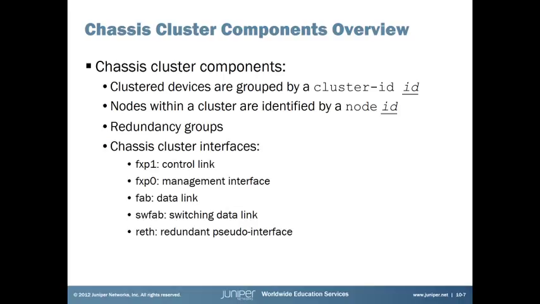But we've got some interfaces that are specifically used to make the cluster work. We've got this FXP1, which is a control link, and that is the link between the two routing engines. So what does that do? Well, when I go into my active device and I make a configuration change, that configuration change is transferred across the control link to the other device.